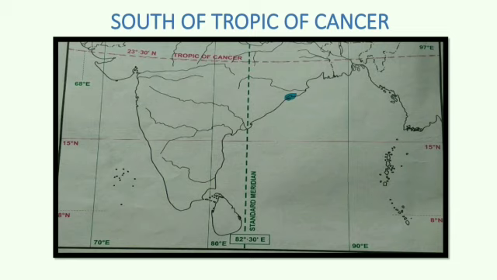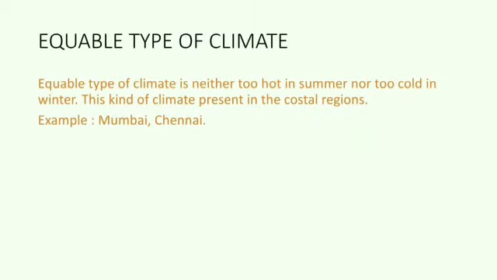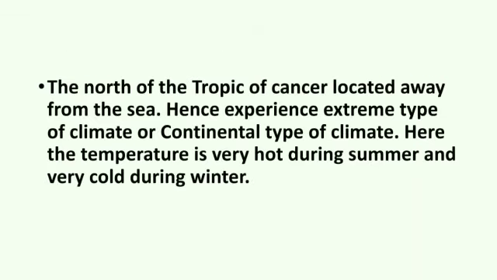The places to the south of the Tropic of Cancer experience an equable type of climate, or maritime type of climate. Now let's see what is an equable type of climate. An equable type of climate is neither too hot in summer nor too cold in winter. This kind of climate is present in the coastal regions. Example, Mumbai and Chennai. You can see these places are located close to the sea and experience a moderate climate throughout the year, moderate temperature throughout the year. There won't be much difference in the average temperature.